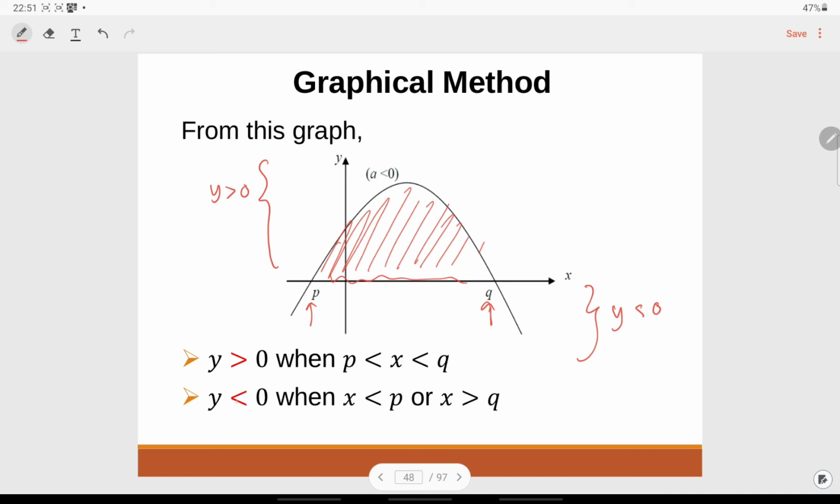Okay, when y is less than 0, where is the area covered by the graph? This area, and this area. So the values of x are less than p, moving in this direction, and x is greater than q, moving in this direction. Okay, all right.